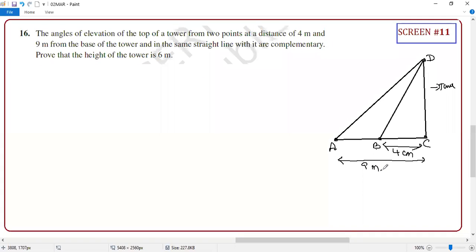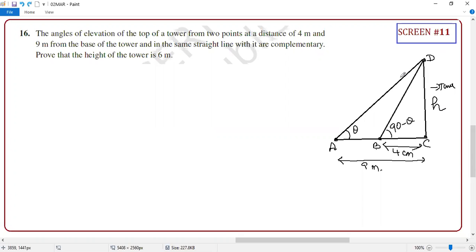That's very simple, but many students think it's difficult because of this word, the angles are complementary. What is the meaning of that? If you say this angle is theta, this angle is 90 minus theta. Simply, the sum of these two angles should be what? 90 degrees. Theta plus 90 minus theta, theta will get cancelled, you get 90. Okay, that's the meaning of complementary. Now, what is the question they are asking? Prove that the height of the tower is 6 meters. Just take height as 6 meters. Done.